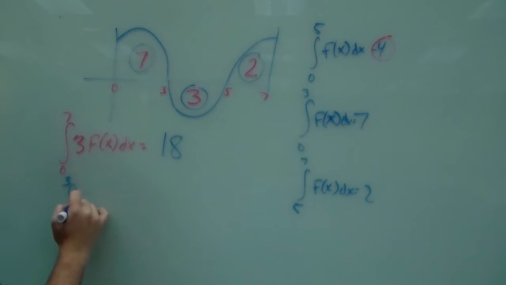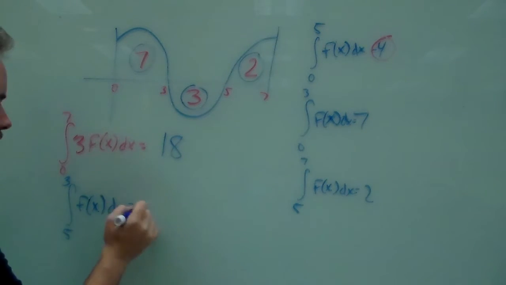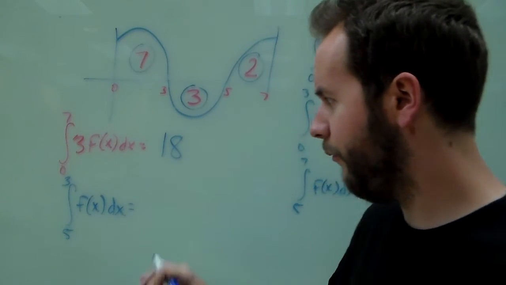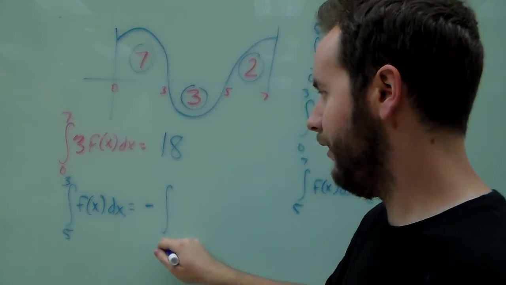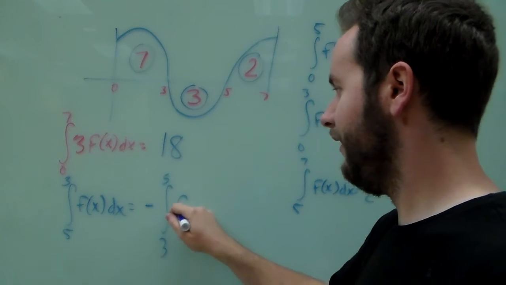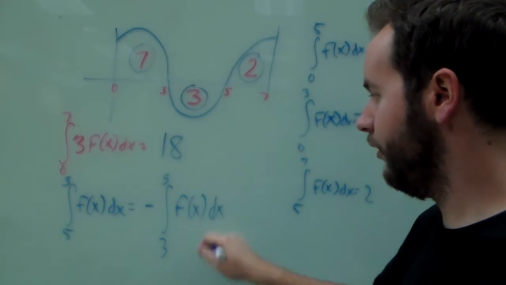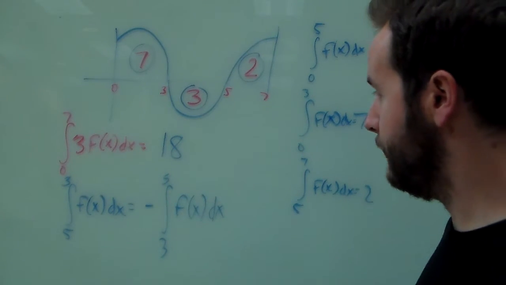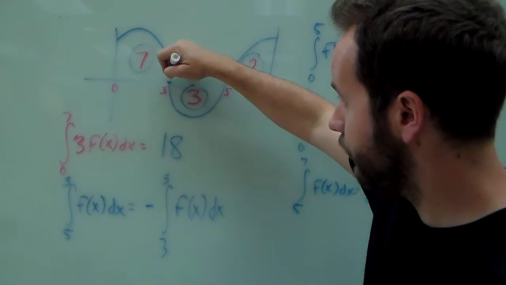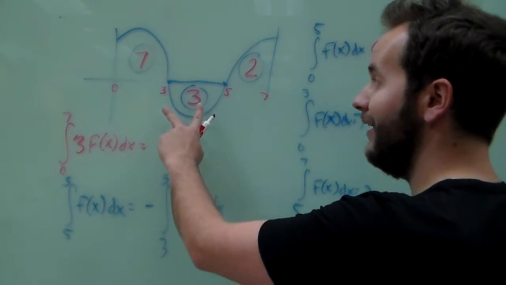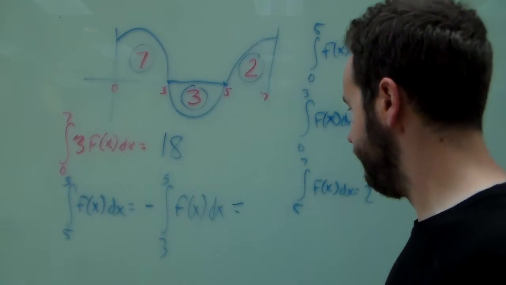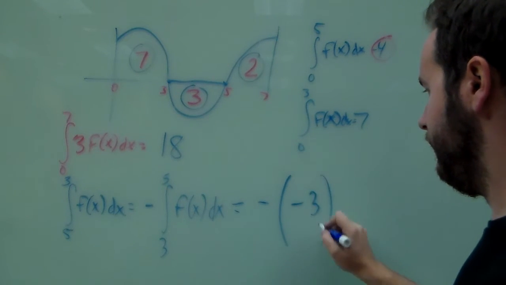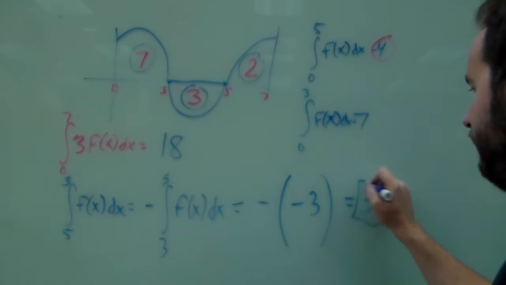Now, the next question asks us to find the integral not from 3 to 5, but from 5 to 3 of f of x dx. A little tricky because now the upper bound is the smaller number, which is kind of weird and confusing. So what we can do instead is say negative integral from 3 to 5 of f of x. And that's a lot more appropriate. That's what we're accustomed to. We're accustomed to the lower number being on the bottom and the upper bound being a bigger number. What is the integral from 3 to 5? Well, the integral from 3 to 5, we know, is not 3, but negative 3. So negative of negative 3 gives us an answer of 3.